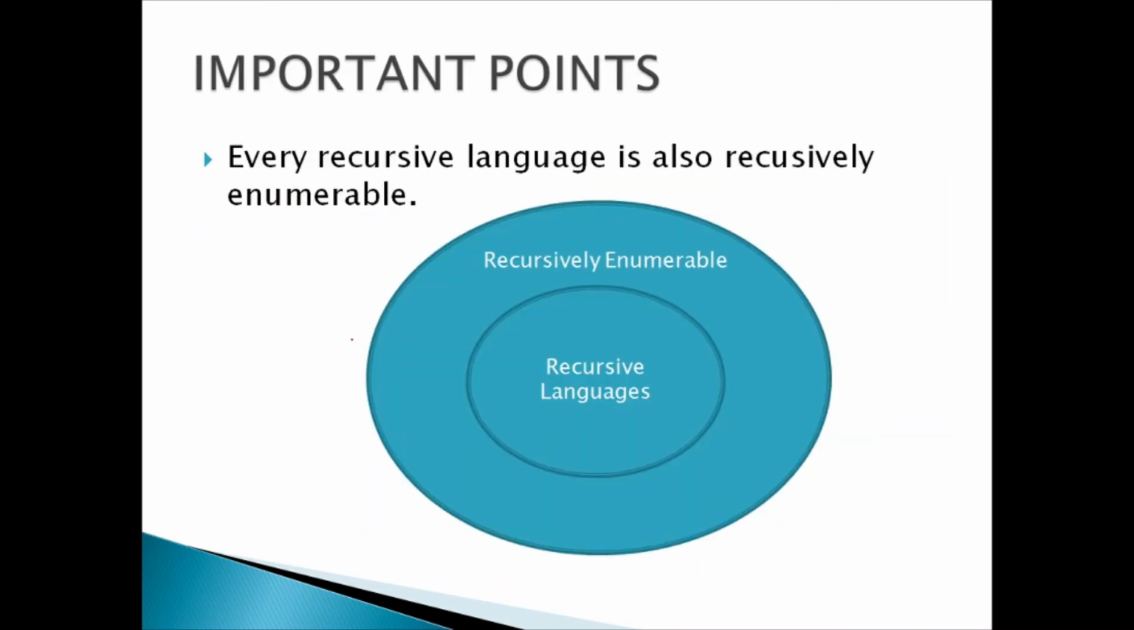You can think of this relation. Every recursive language is also recursively enumerable. So in terms of sets, this is the recursively enumerable language, and here we have the subset as the recursive language.